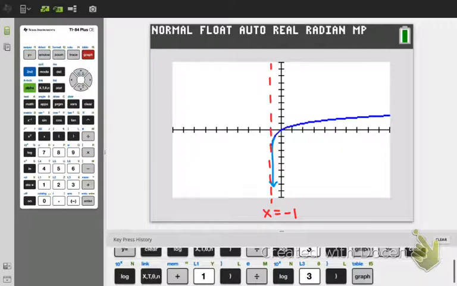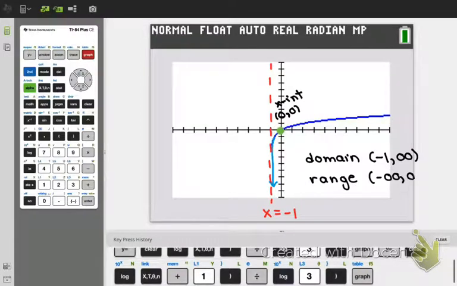That x-intercept that I had that was at 1, 0, because I moved it to the left 1, it's actually now at 0, 0. So this whole graph shifted to the left 1, okay? That means my domain also changed. My domain is now -1 to infinity. But my range has not changed. Range bottom to top, those y values is still -infinity to infinity, and that graph is still increasing.